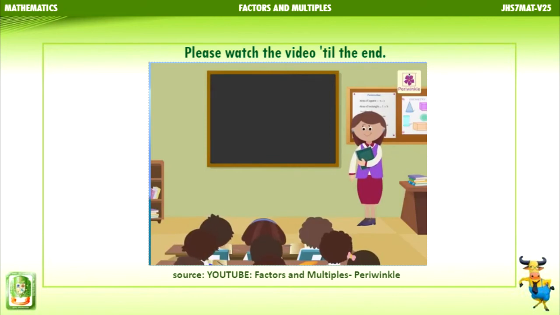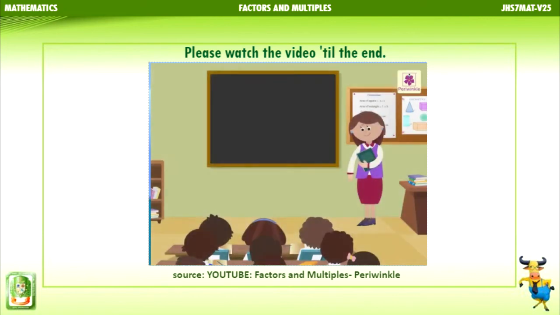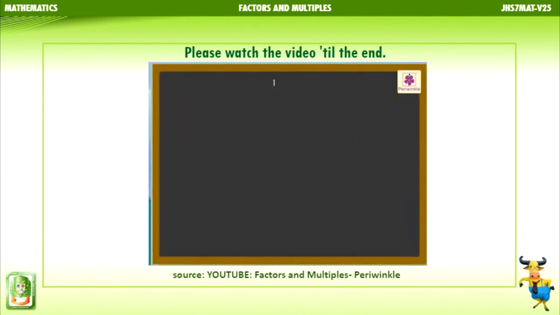Today, let us revise factors and multiples. Let us start with factors. What do we mean by a factor? A factor of a number divides that number exactly. Let us look at an example. Find the factors of 58.